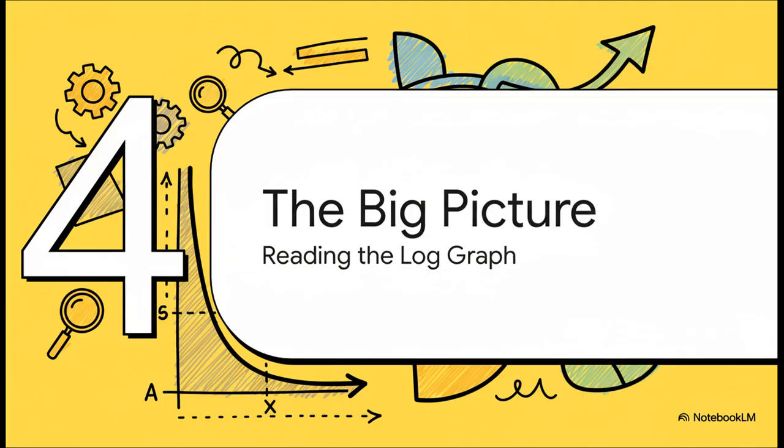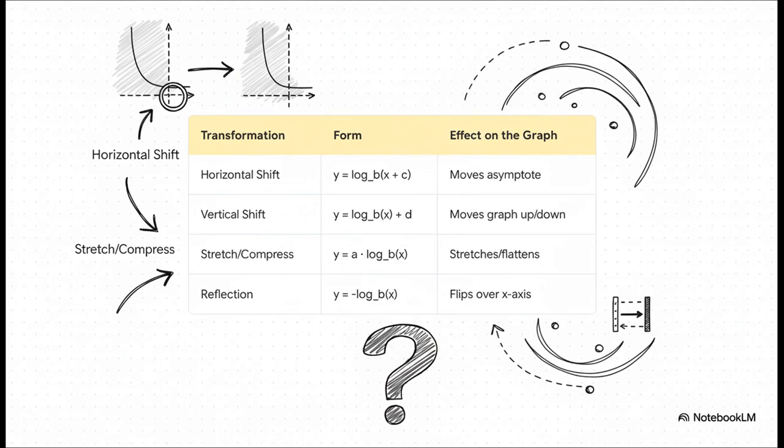So let's zoom out. What does this all mean when you see a log graph out in the wild? It means you can actually work backwards. You can look at its key features and figure out the exact function that created it. This table is basically your cheat sheet. It sums up all the ways you can transform that parent graph. But what's the first thing you should always look for? That's right, the horizontal shift. It tells you where the function lives by defining its domain and that all-important vertical asymptote.